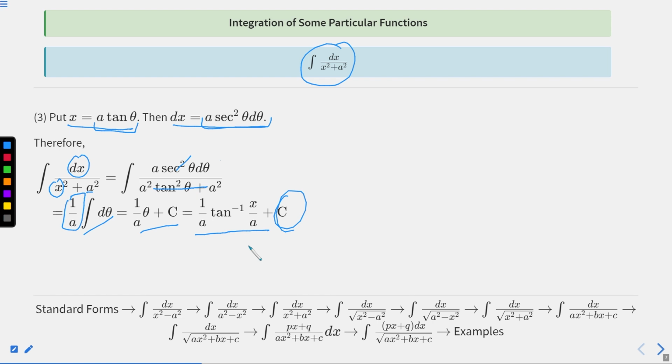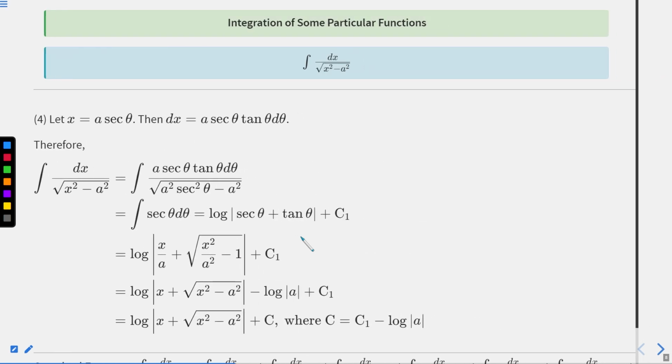This gives you that sec square theta is already in the numerator as well as in the denominator. This means you can directly cancel it. Okay, and you are only left with a by a square, and a by a square will be just 1 by a. This means 1 by a integration of d theta. This means theta by a plus some constant. This means 1 by a tan inverse x by a plus some constant. I hope that you got this. Okay, let us move next.